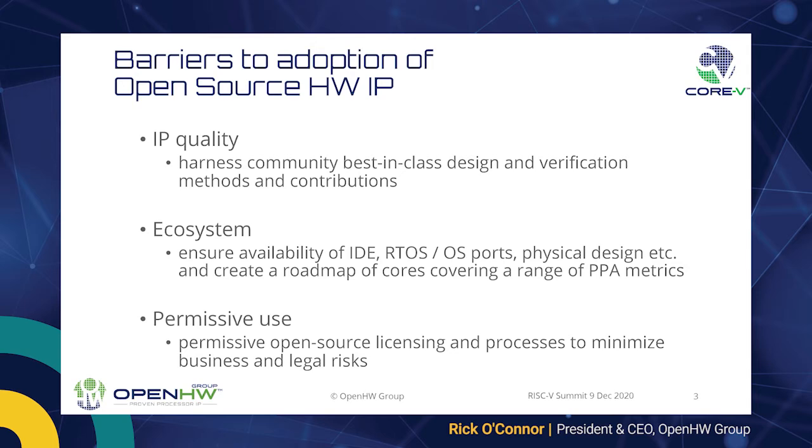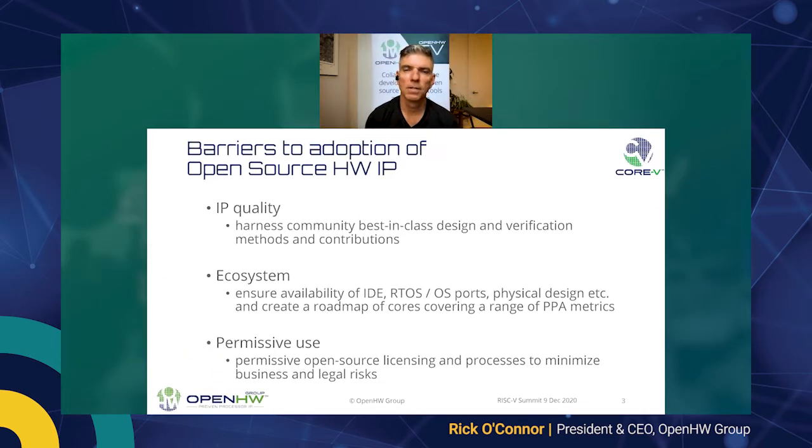One is IP quality. Are you going to bet your badge, walk into your boss's office and bet your badge on a piece of IP that you downloaded off a GitHub repo that was put up by a strong team from a university and use that in a production device? On the ecosystem side, what kind of a roadmap exists for this IP? And what does the software tool chain look like? Will you be able to get the long-term support that is required in many of these systems where this IP would be adopted?